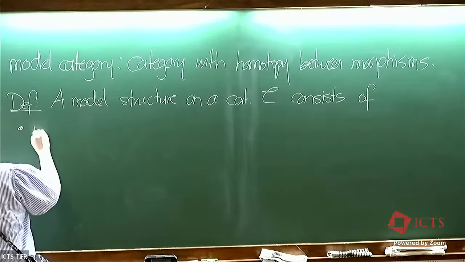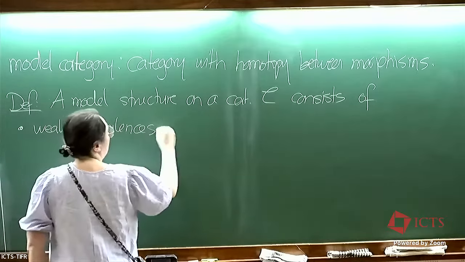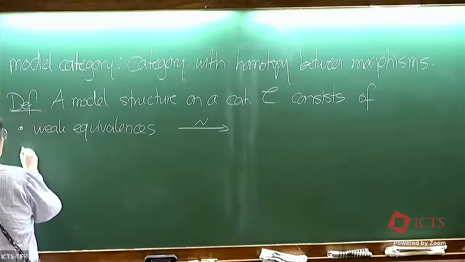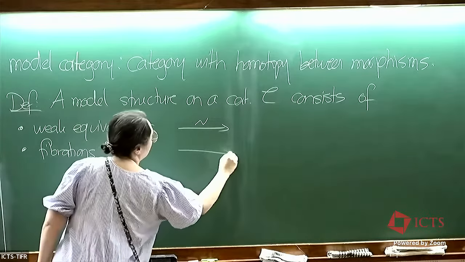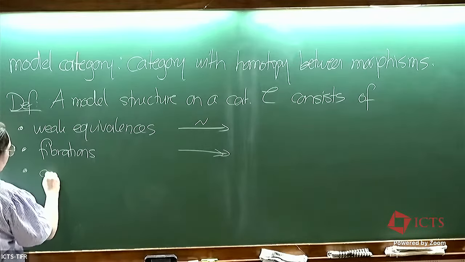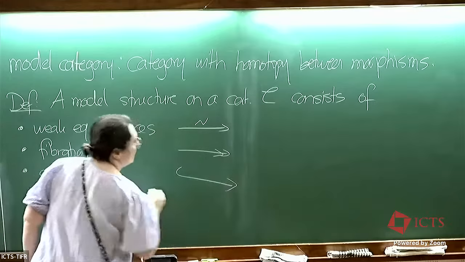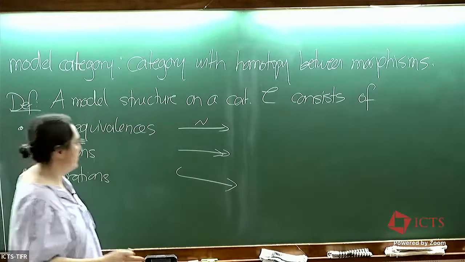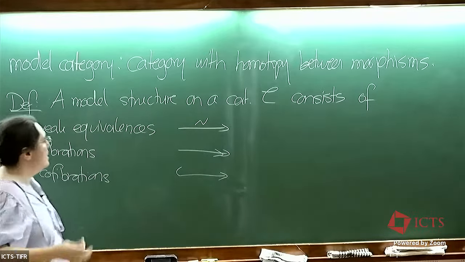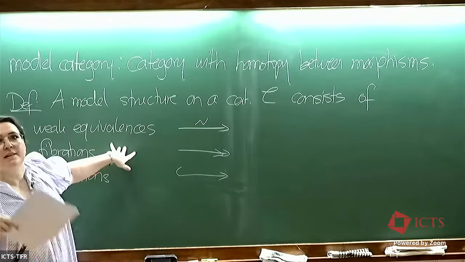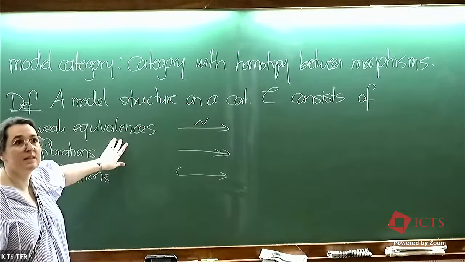So you have weak equivalences, noted like so, fibrations and cofibrations, and they're supposed to satisfy some axioms, which I will just informally chat you through with a couple of exceptions. So these are the things that you would like to eventually formally invert. These will be the things that play the role of your homotopy equivalences.